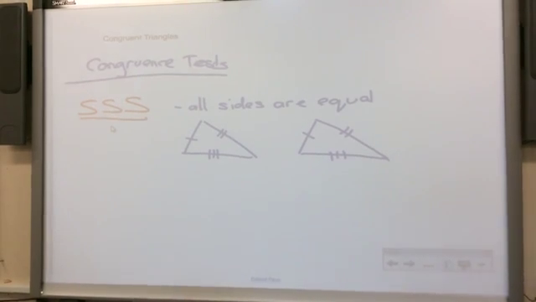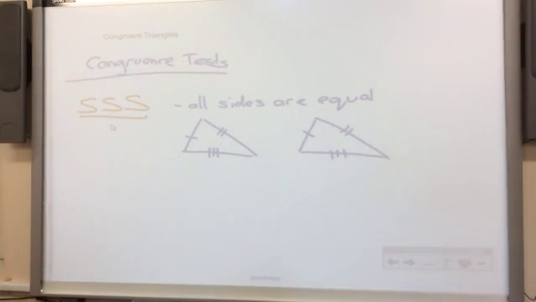Okay, so congruent triangles are identical in every way. The first test is SSS, where all three sides of the two triangles are identical. You don't need to measure any angles, because if you know that, you know the two triangles are congruent.